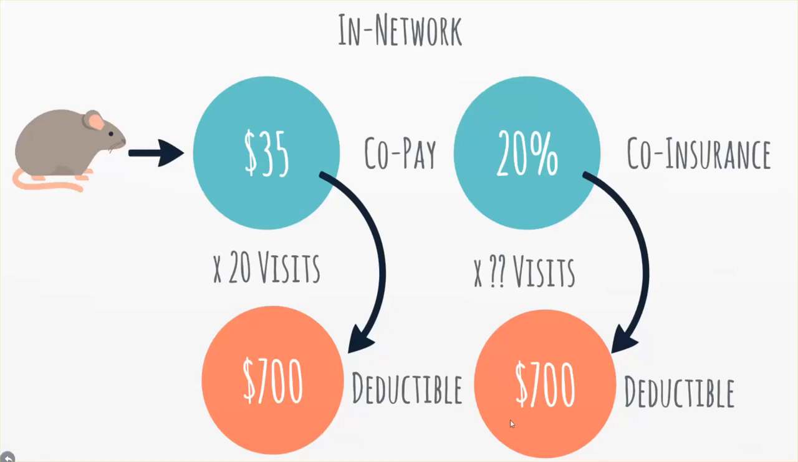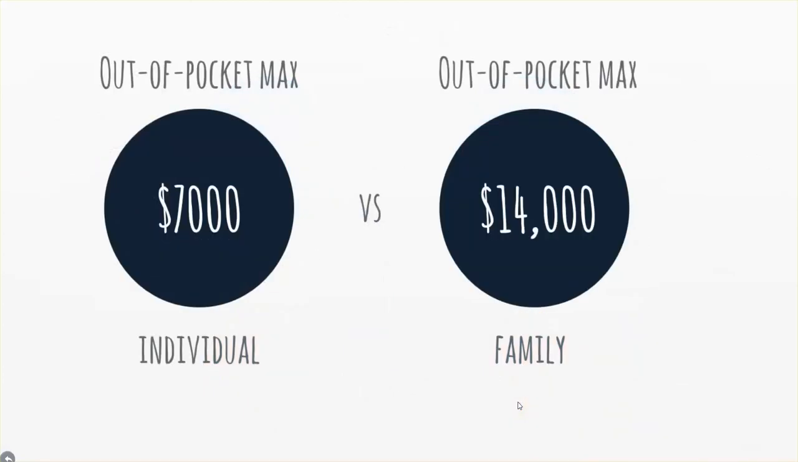But once again, once Mr. Mouse hits that $700 deductible, if he goes to any more visits to the specialist, the health insurance will cover everything above $700. What a generous health insurance. When you go to multiple doctors like this and your deductible reapplies, that's something called a split deductible.